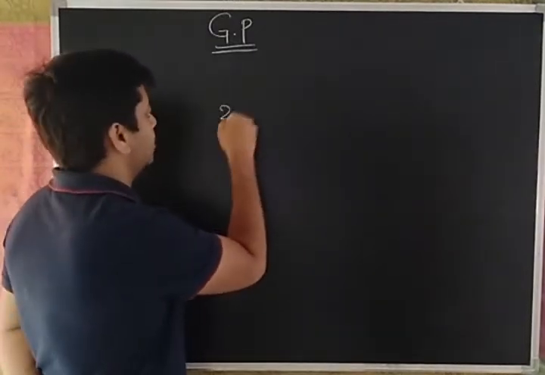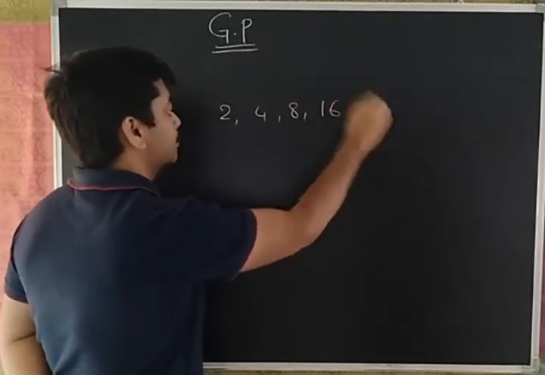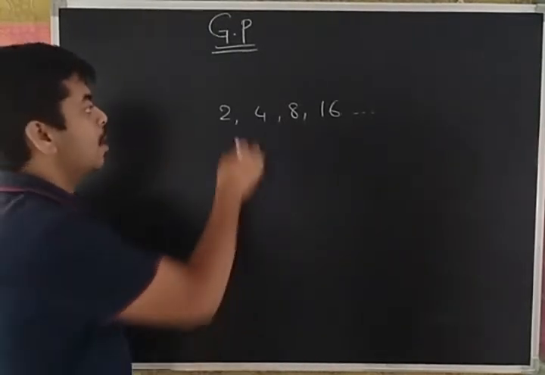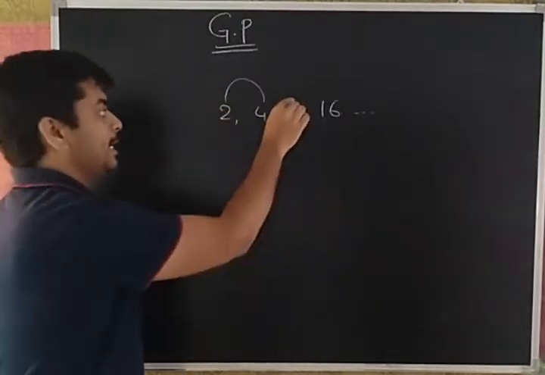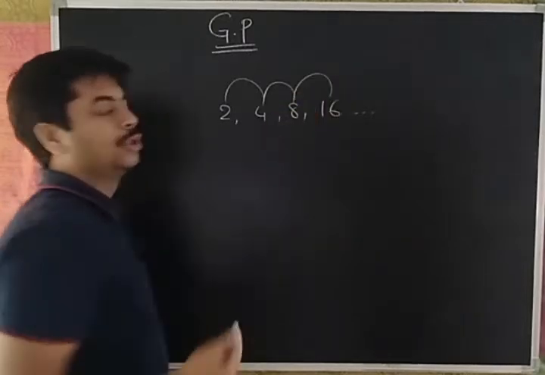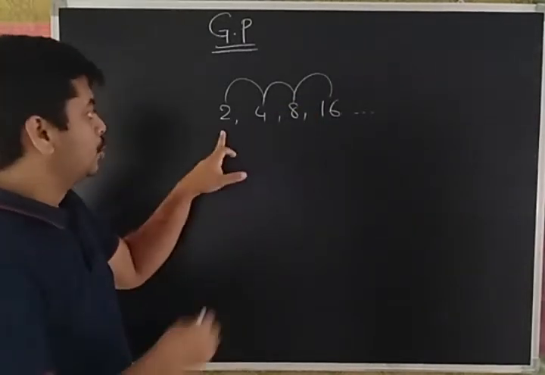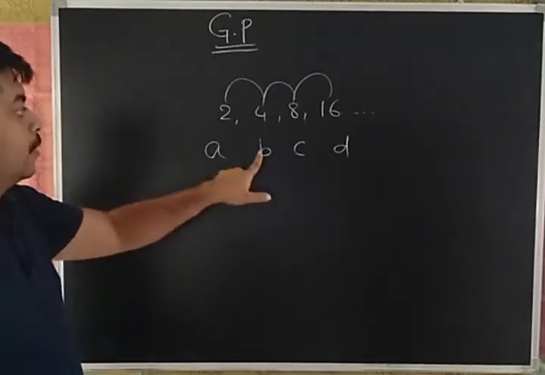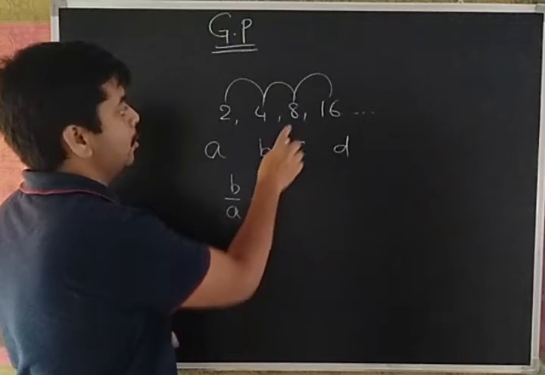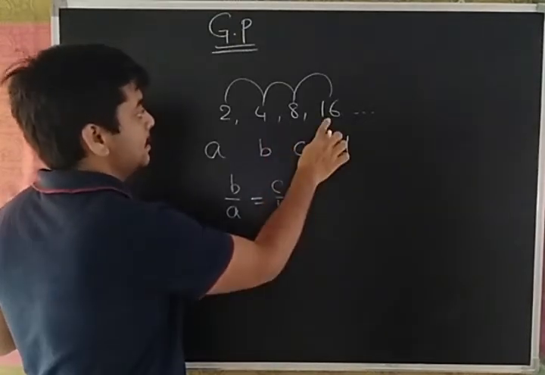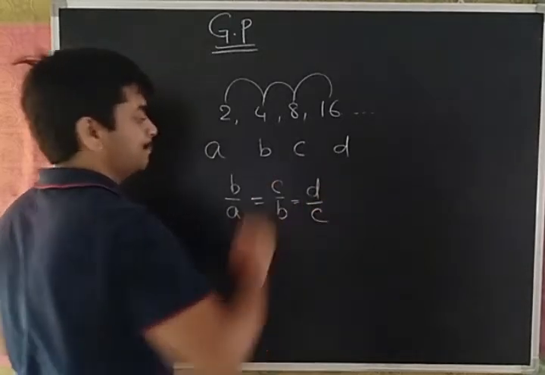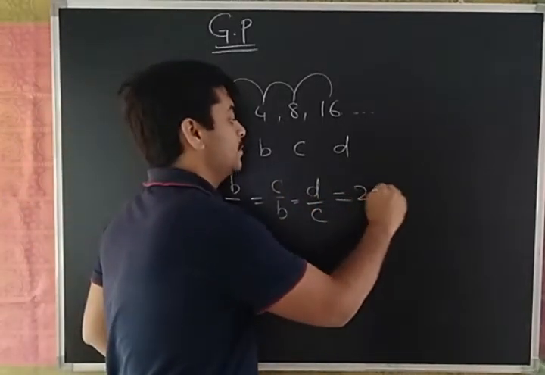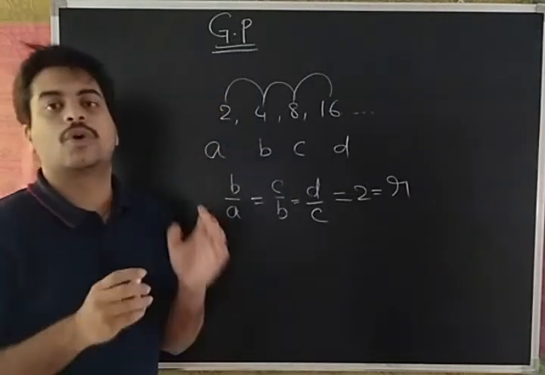Let us take the numbers 2, then 4, 8, 16 and so on. Is there any common property between all these elements? Carefully check that one. What is 4 divided by 2? Number 2. 8 divided by 4? Number 2. 16 by 8? 2. So what we can say? If you take these as numbers A, B, C, D, then 4 divided by 2, that means B by A, is equal to 8 by 4, C by B, which is equal to 16 by 8, which is D by C. All these are equal to the same number 2, which we say is R, that is common ratio.